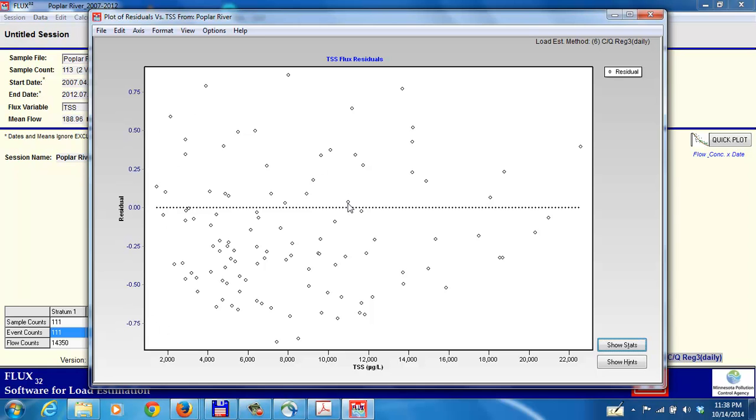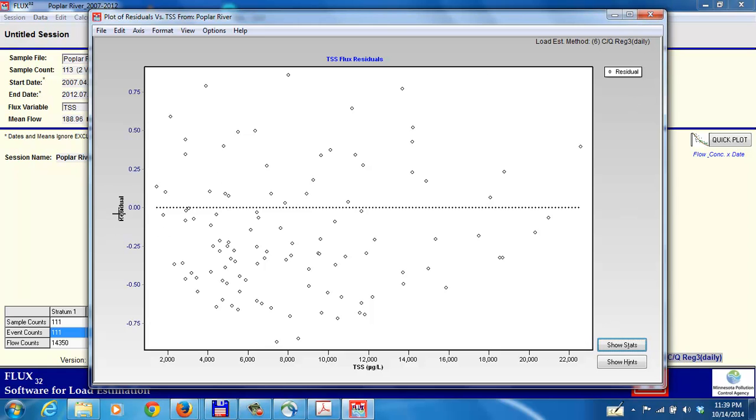Now if you read the FLUX manual, you'll find out that the residuals are calculated by taking the ratio of the observed to the predicted value, and the logarithm of that ratio is taken. So that's why the numbers are the way that they are. The residual is not calculated by taking the difference between the predicted and the observed, but by taking the ratio of them and then just basically taking the logarithm of that.